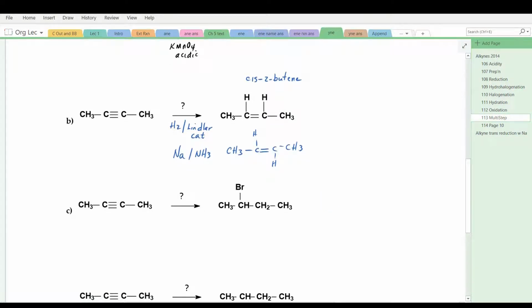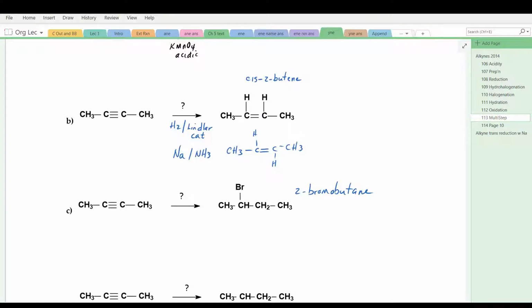Take a look at number C. We're going from 2-butyne to 2-bromobutane, or sec-butyl bromide. So you might at first glance think, well, I just add HBr, but that won't really work, will it? Because adding HBr will add 1 bromine, but you'll have to add HBr twice, in which case you have 2 bromines. Nor can you directly add bromine, because then you'd have 4 bromines added. So what's the key to this?